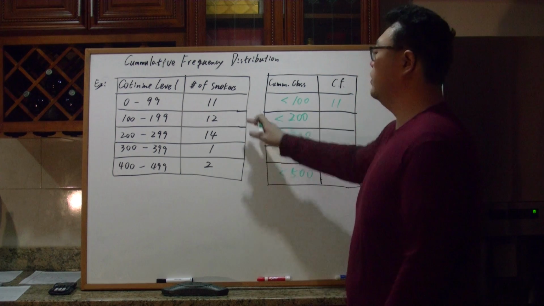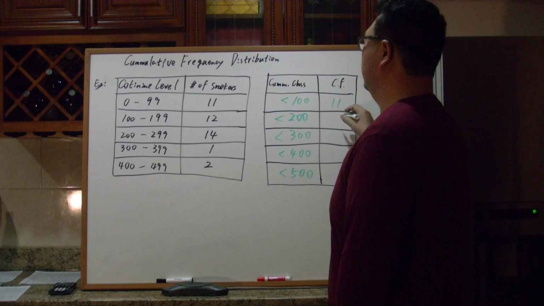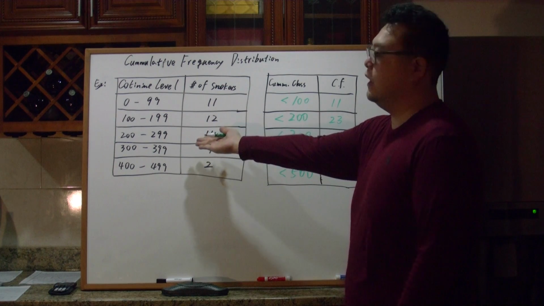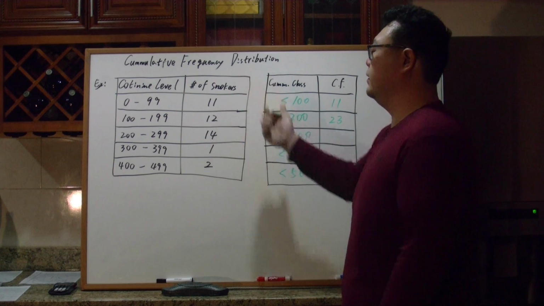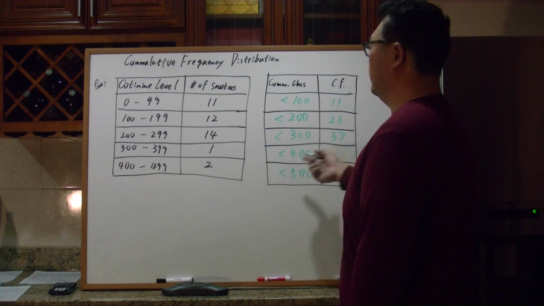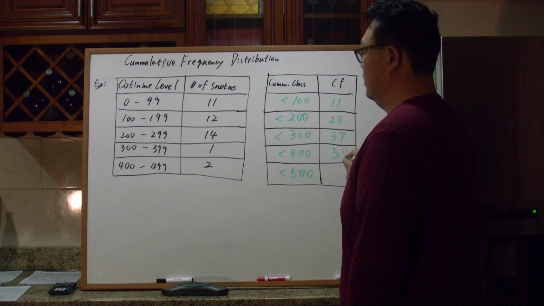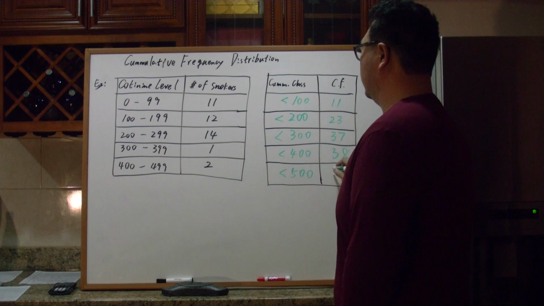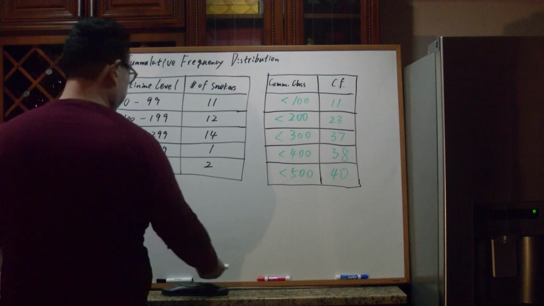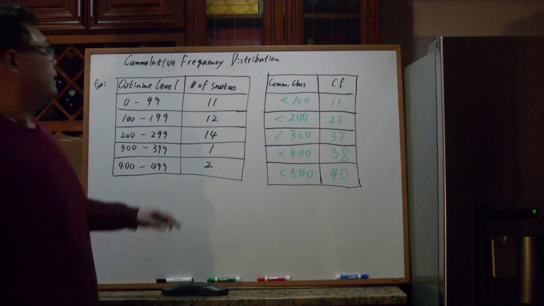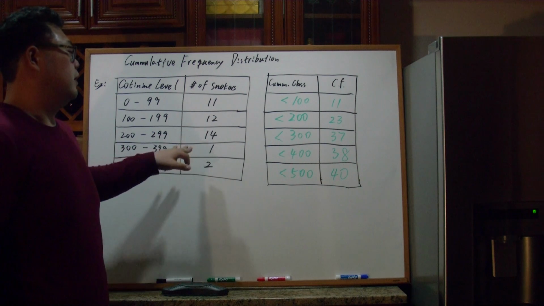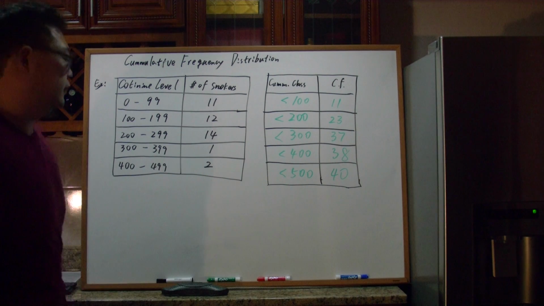And then for everyone below 200, that's the sum of 11 and 12, right? That's 23. For the one we take less than 300, that's 14 more. For the one less than 400, that's 1 more. And then at the end, 2 more is counted in. Like the similar example, right? 11, 23, then 14 more, 37, 1 more, 38, then 2 more, we get 40.